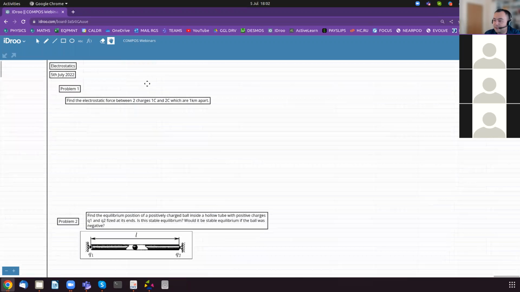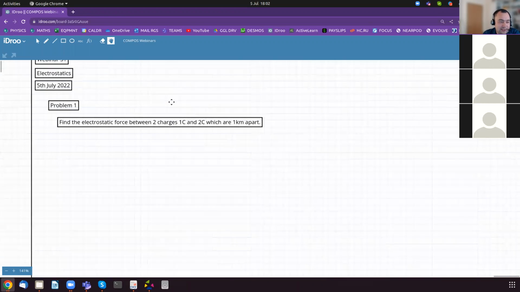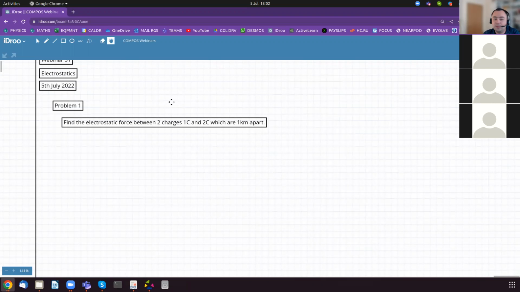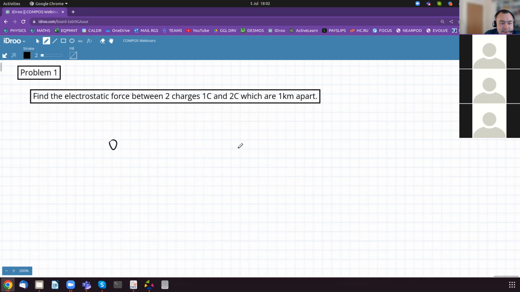Okay, so the first question is very straightforward, actually. It's just the use of Coulomb's law. It says, find the electrostatic force between two charges, 1 coulomb and 2 coulombs, which are 1 kilometer apart. So you can understand what we're dealing with. We're dealing with two charges. Does it matter if they're positive or negative? Can someone tell me? So 1 coulomb and 2 coulombs.